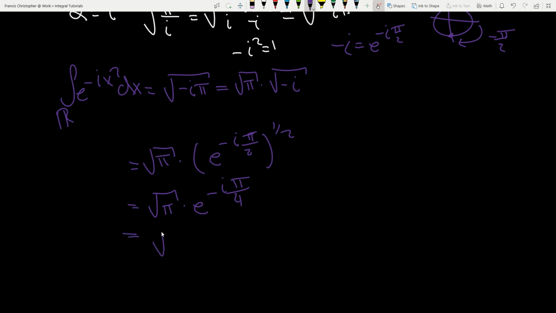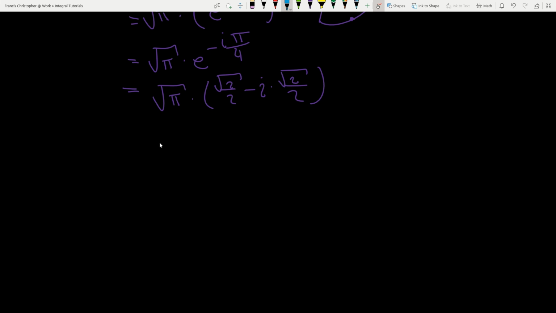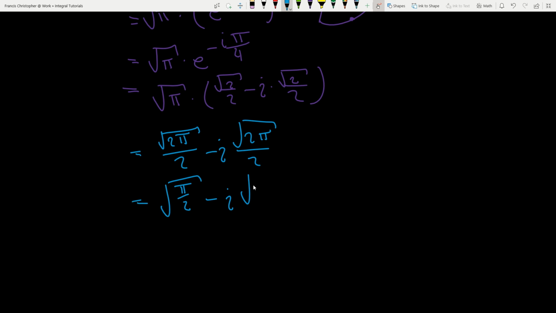And then this is equal to the square root of pi times, and let's see, this is this part of the circle, so the square root of 2 over 2 minus I times the square root of 2 over 2. Multiplying this out, we get the square root of 2 pi divided by 2 minus I square root of the same thing, so 2 pi over 2. This is square root of pi over 2 minus I, for the equals, pi over 2.